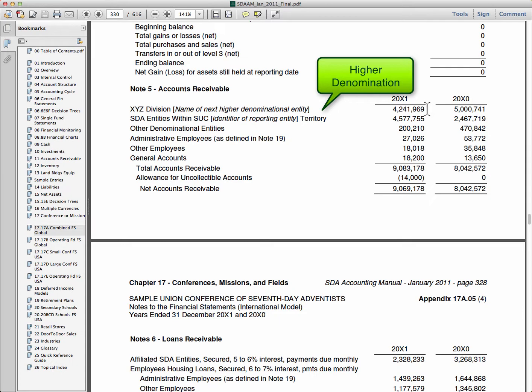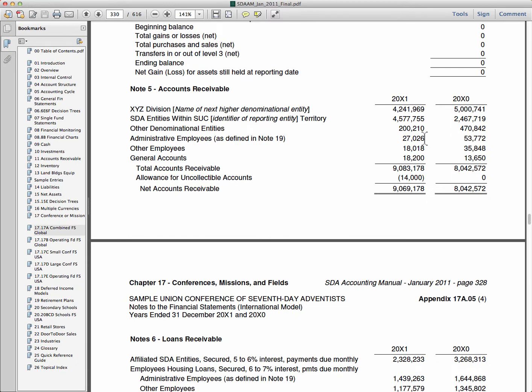And then you have SDA organizations that are below you or within your territory. So if you're a union and the conferences owe you money, it would go here, or your union and your university or your college owes you some money, it would go there. You see, so this is the ones above you in the hierarchy, for lack of a better word, and these are the organizations that are below you. And then these would be organizations completely out of those. So it covers the whole world of Adventism, these first 3 lines.